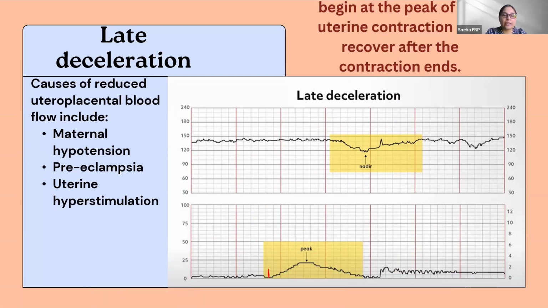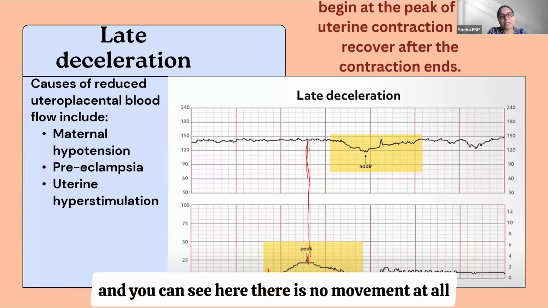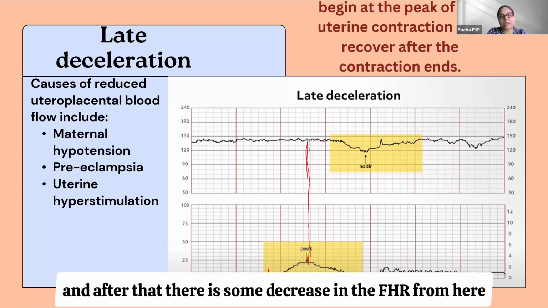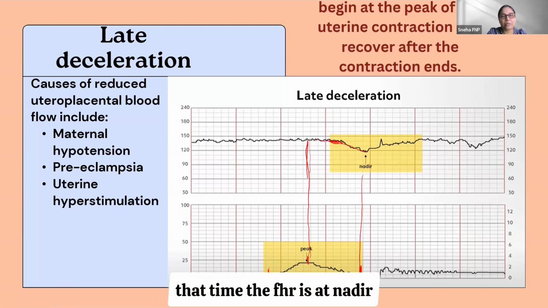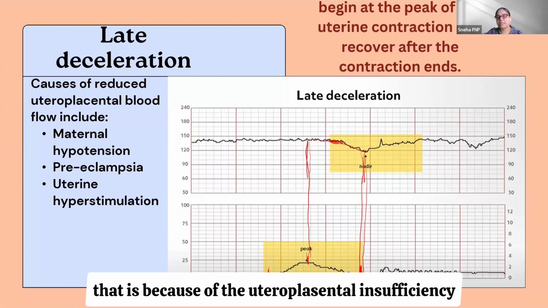This is another picture of late deceleration, where you can see the uterine contraction started from here, and this is the peak. At the peak time we were observing the FHR activity here, and you can see there is no movement at all, and after that there is some decrease in the FHR from here. And when the uterine contraction has already ended, that time the FHR is at nadir, that means it's at the lowest point. That is because of the uteroplacental insufficiency.